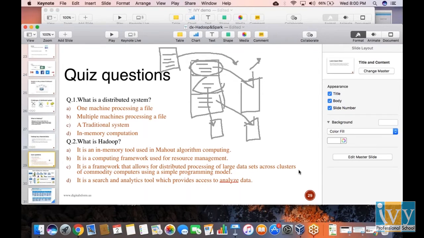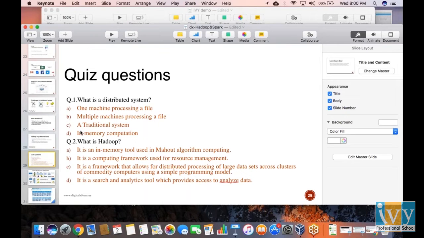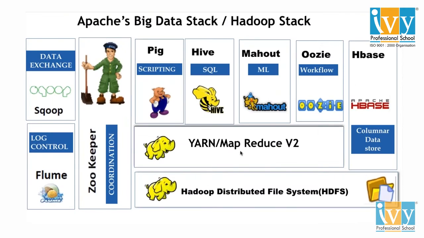Any questions till now? Did you get the concept of what a distributed system is and what Hadoop is? Then you see in the big data stack, this is the one for processing of data. Whatever processing you do in MapReduce, you have to write Java code. So you should know Java for writing MapReduce code. That was a problem.